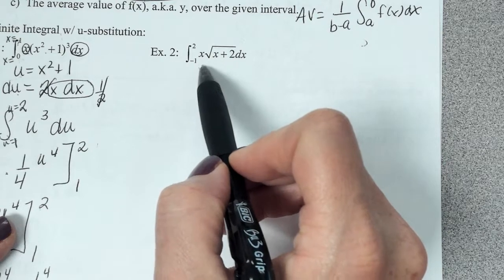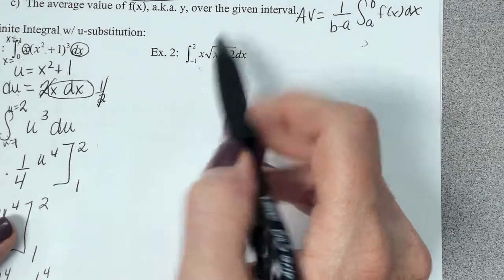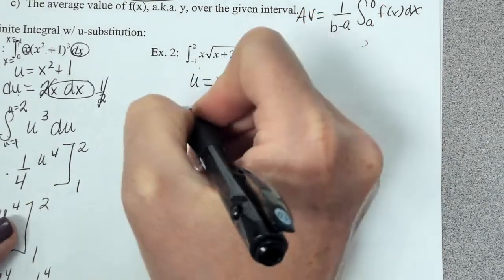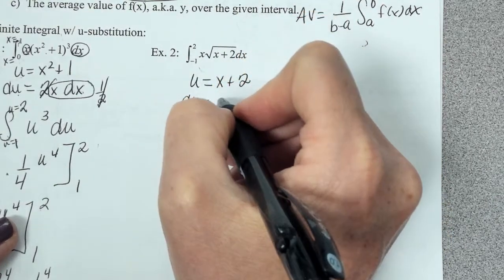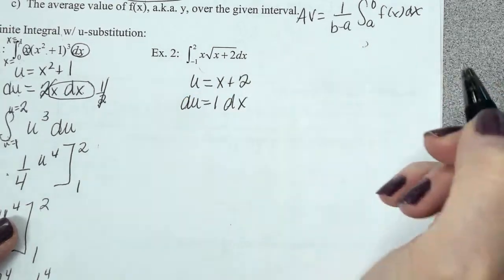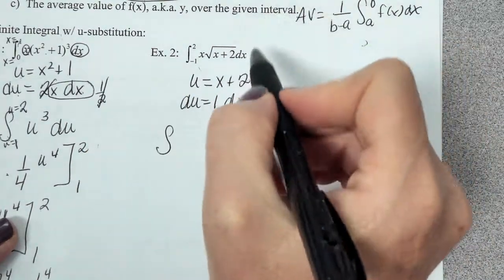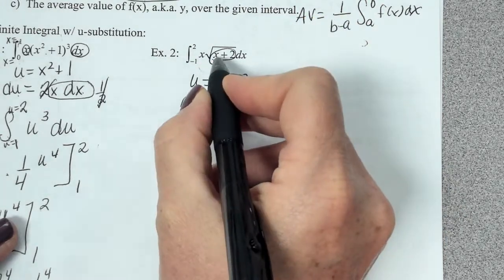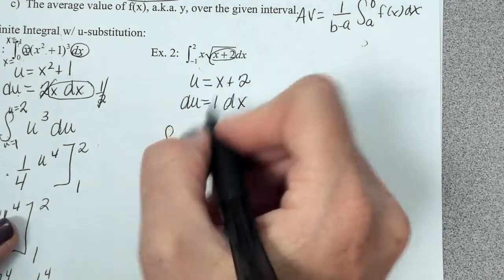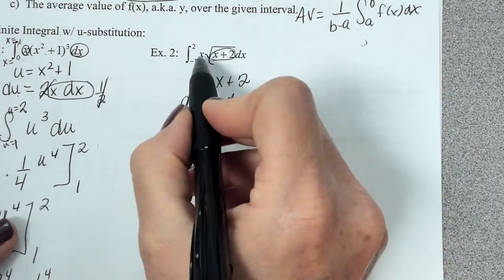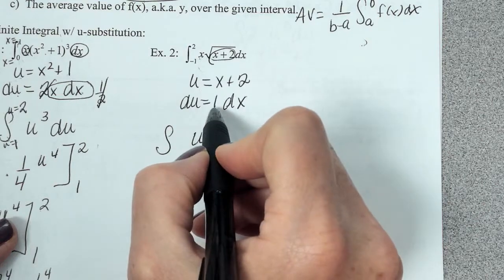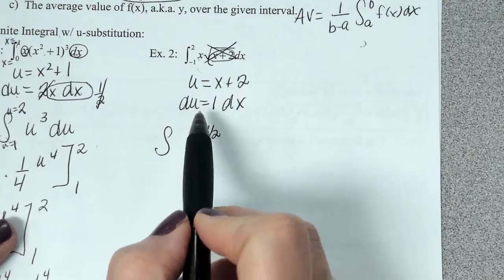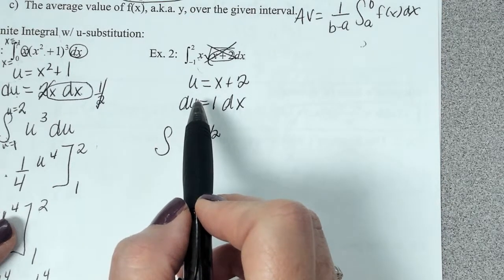Number two, guys, this one's a little tougher. What's our u going to be? X plus 2. Good. What's du? 1 dx. All right, so let's look at what's going on here. So here's my x plus 2. That's u. What's happening to it? It's getting raised to the 1/2. I have an x dx and that I have to get rid of because I already got rid of this. But I can't get rid of it right now, so what do we do?